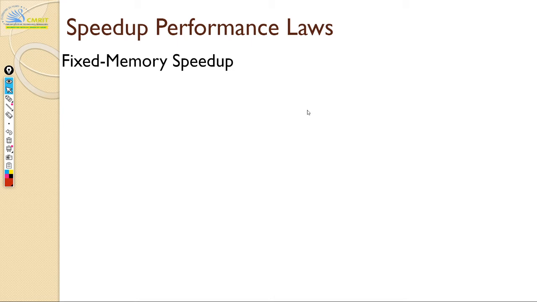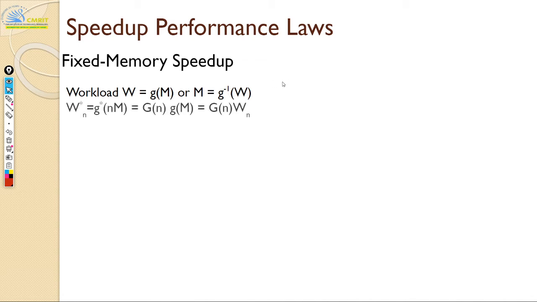So this leads us to the fixed memory speedup. Here we are going to represent our workload as a function of memory. W is g of m, or you can also represent m as g inverse of w. Now W star of n is represented by g star of nm. This is the workload running on a parallel machine with n processors. You're going to represent it in terms of capital G of n times small g of m.